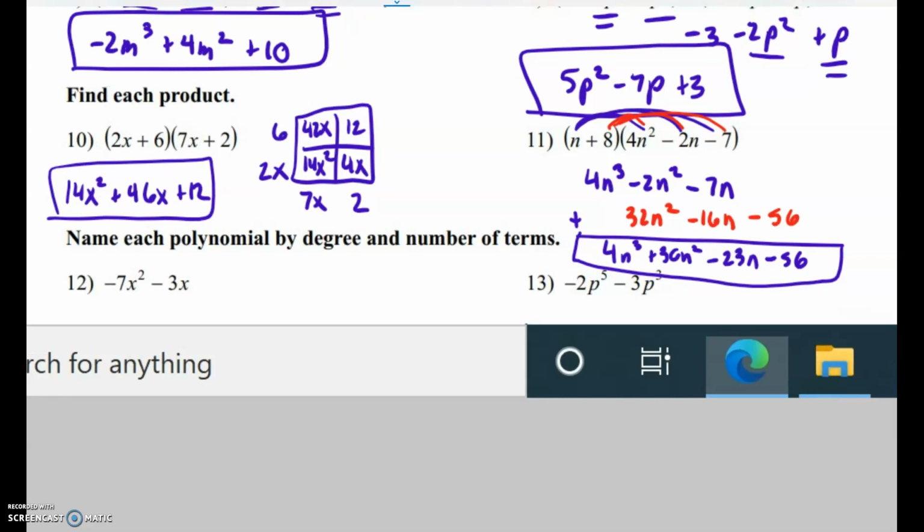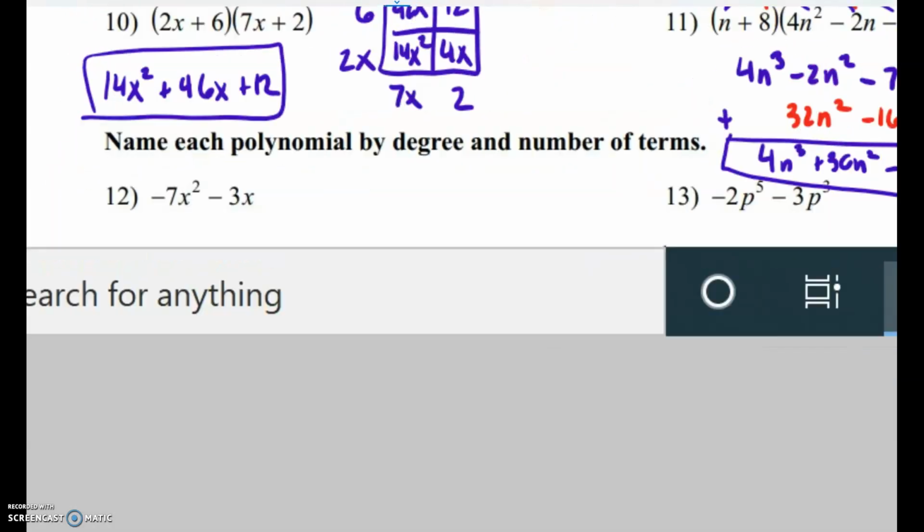Okay, name each polynomial based on the degree and number of terms. So there's going to be two names for these. All right, so this one's a degree 2 for number 12. So because it's degree 2, we call that quadratic. And then since there's only two terms, we call that a binomial. So it's a quadratic binomial. Don't forget all the other terms though. You've got constant, linear, quadratic, and cubic. And then in terms of the number of terms, it's monomial, binomial, and trinomial.